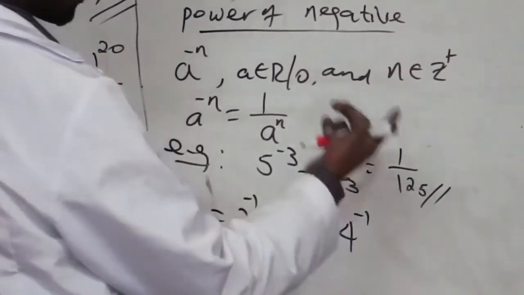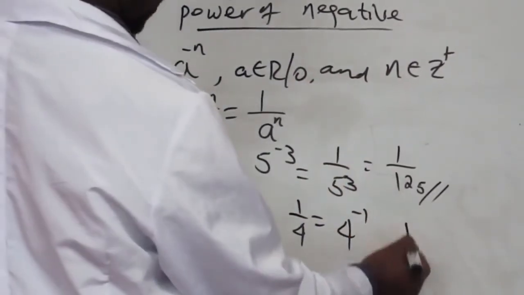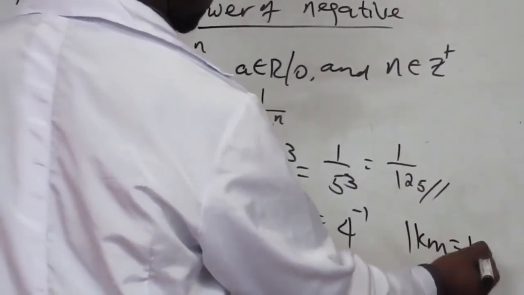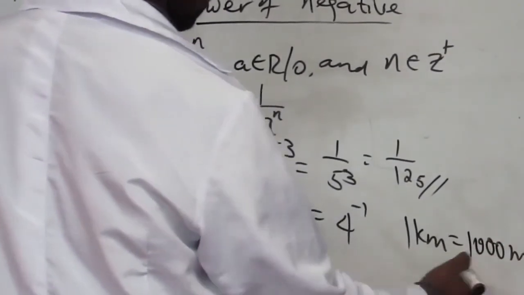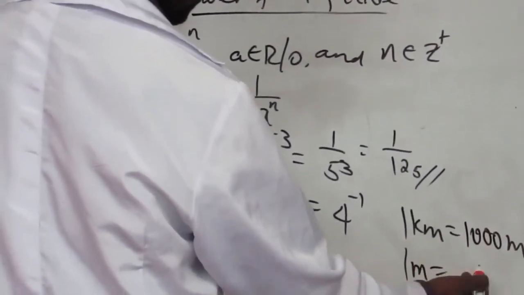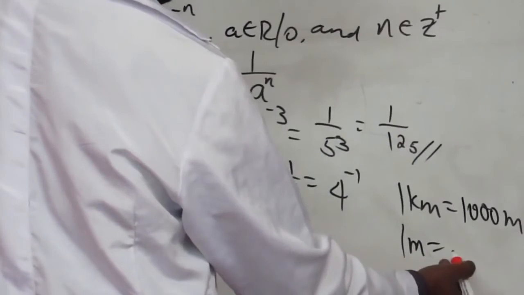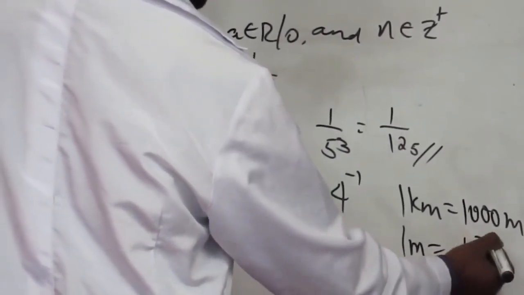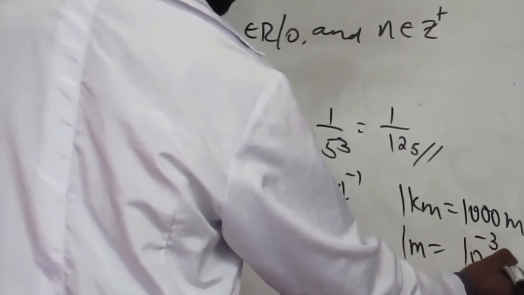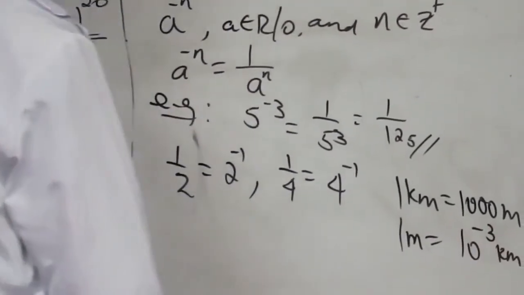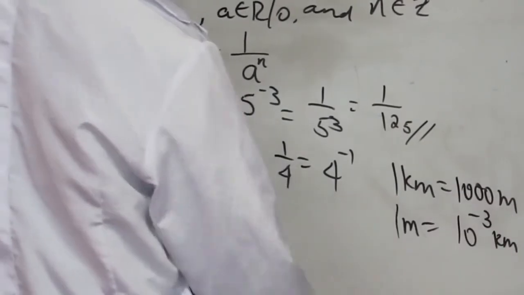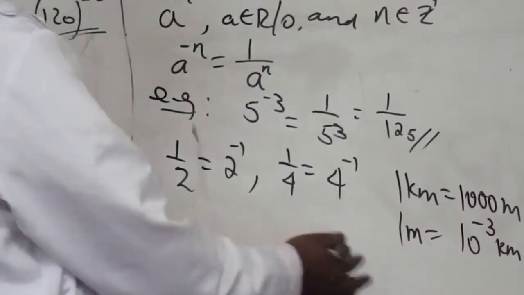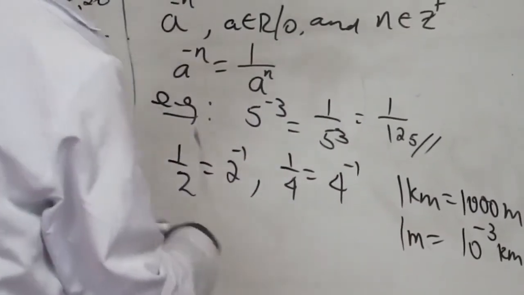For example, say the number is 1. You know that 1 kilometer is 1,000 meters, right? To convert 1 meter to kilometers, you write 1 over 10 to the power of negative 3 kilometers. This means 1 over 1,000. In this case, we have to use the rule of negative powers, or the rule of negative exponents.